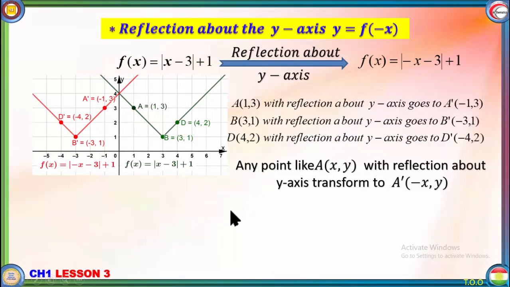Any point like A(x,y) with the reflection about the y-axis transforms to A'(-x,y). In the transformation about the y-axis, only the sign of x changes.